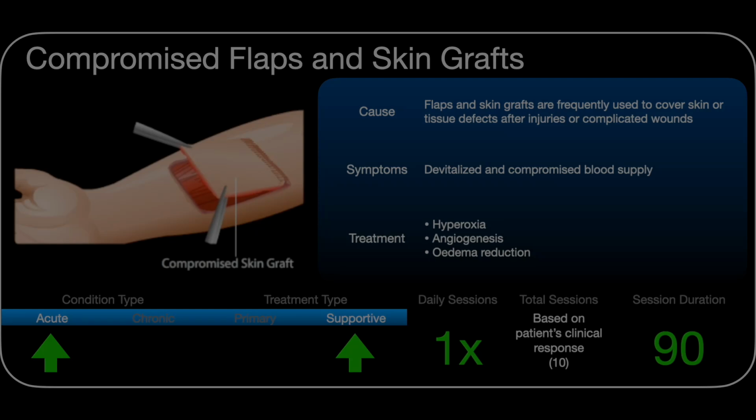The cause of the compromised flaps and skin grafts would be tissue defects and after injuries or complicated wounds or surgery. The symptoms would result in devitalized and compromised blood supply with discoloration of the skin and/or flap. The use of hyperbaric oxygen therapy within the context of compromised flaps and skin grafts would rely on hyperoxia, angiogenesis, and reduction of tissue edema.